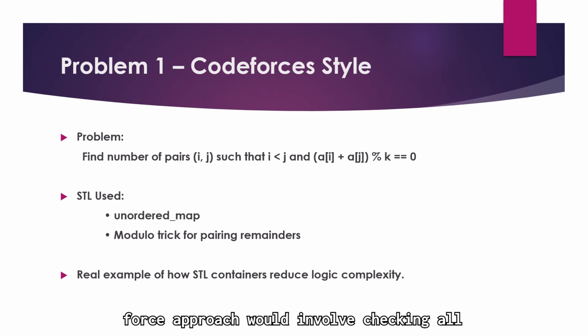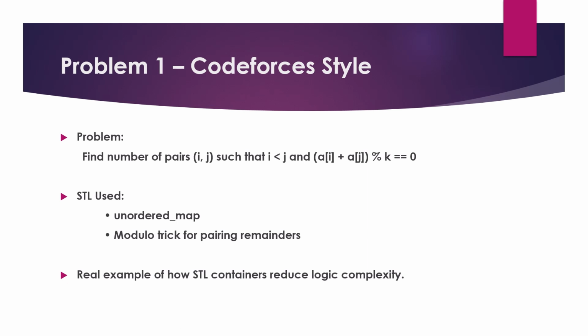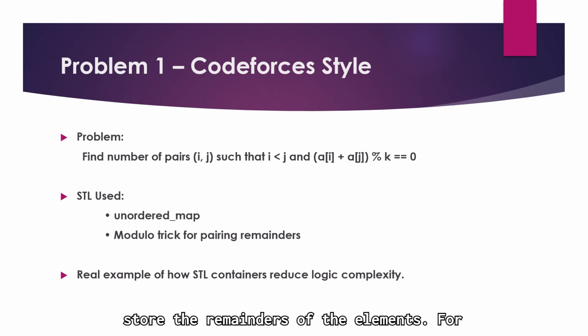The brute force approach would involve checking all pairs, which is slow for large inputs. Instead, we can use an unordered map to store the remainders of the elements. For each element, we calculate the remainder and check how many previous elements have complementary remainders to form a divisible sum. This reduces the time complexity from n squared to n, which is a huge improvement.